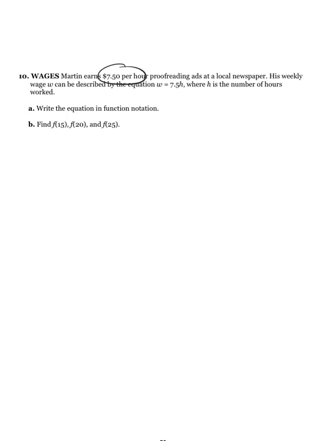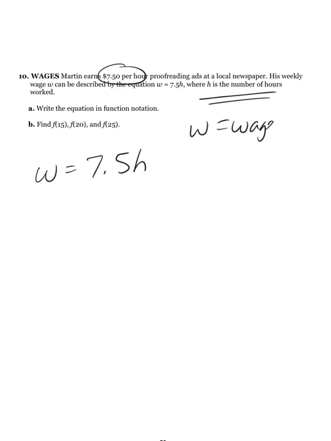750 per hour. The equation they give you is this. H is the number of hours, and wages is for W. Which one of those would be the independent variable? Which one can stand alone?